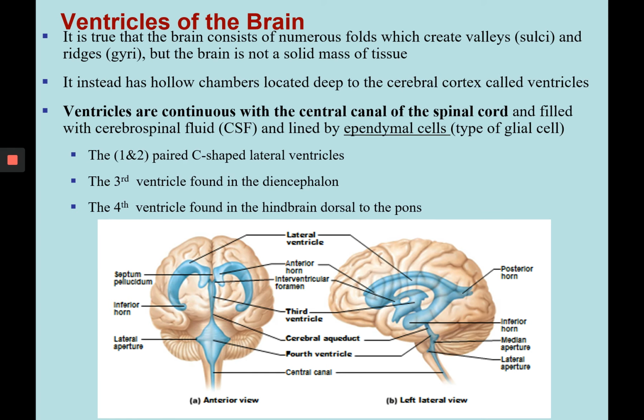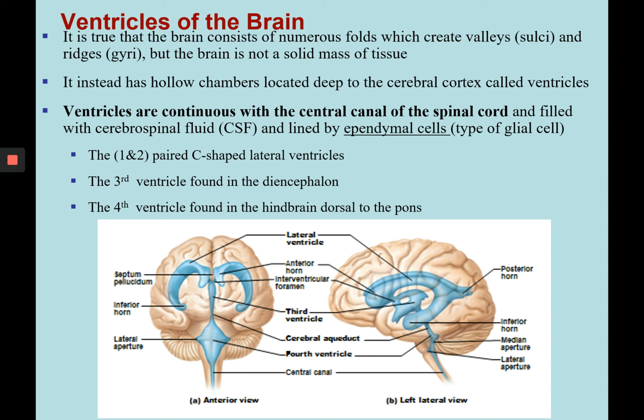Our next topic is the ventricles of the brain. The ventricles are hollow chambers that contain cerebrospinal fluid, or CSF, and the chambers themselves are lined by the glial cell called an ependymal cell. Ependymal cells have cilia, so they're able to beat back and forth and move the cerebrospinal fluid around to bring nutrients and ions to the surrounding neuronal tissue.